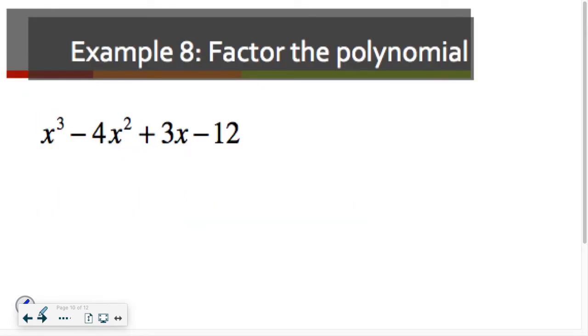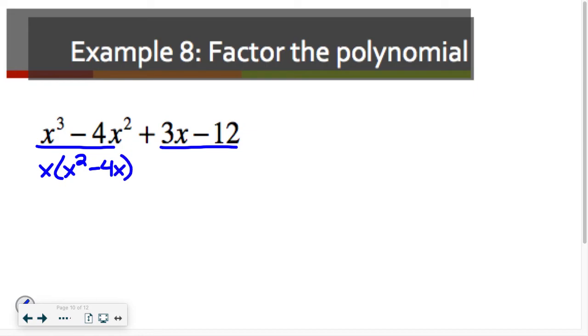Last part is 4 terms. And again, this is going to work just like we've done for the other ones. Here I'm starting with 4 terms, and I'm doing something with the x cubed here. So I'm going to focus on 2 sets at a time. So just like before, what can I take out of x cubed and 4x squared? All I can take out is an x. So I'm left with x squared minus 4x here.